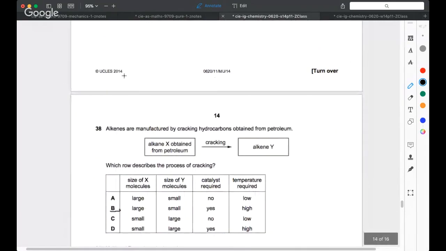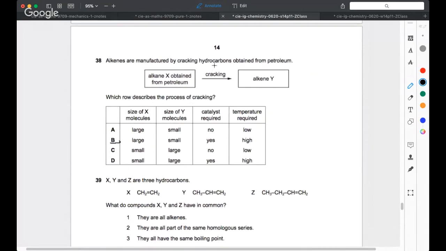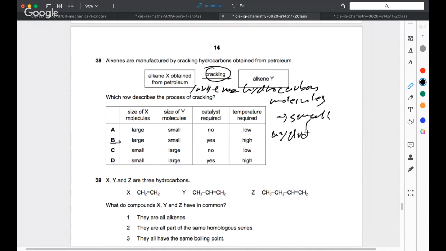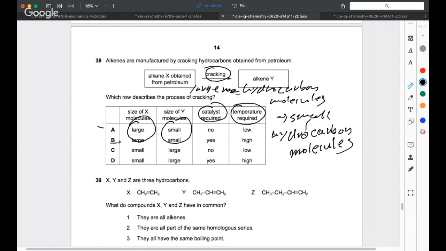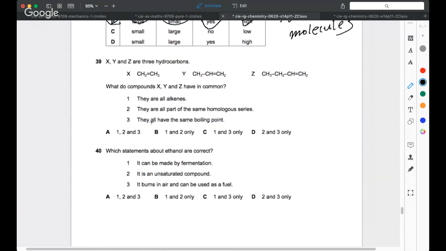So number 38. In cracking, we are cracking large hydrocarbon molecules into small hydrocarbon molecules. So we're going from large to small, and we need a catalyst and a high temperature, because the activation energy for this reaction is very high. So we want a catalyst, and we also want high temperature. So B is the right answer. Number 39.